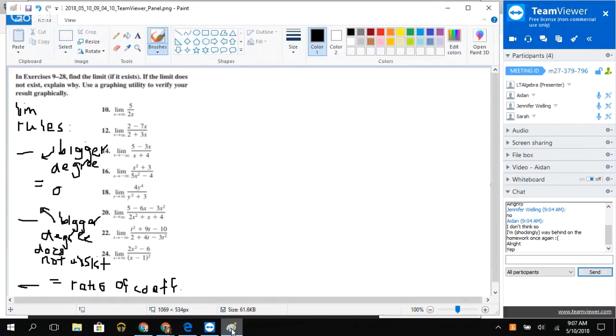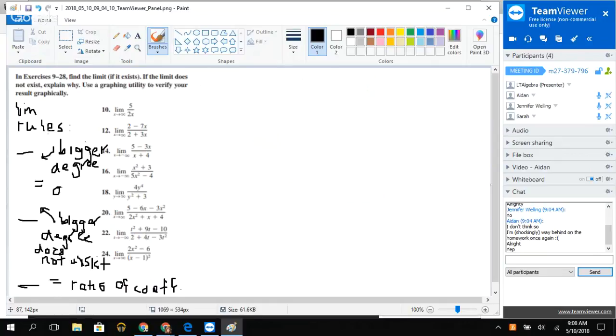So I wrote these crazy looking rules here on the left-hand side, but what we're going to start with is rational functions. So the limits of rational functions. You can see 10 through 24 here are rational functions, right? It's a ratio of two different functions to each other.